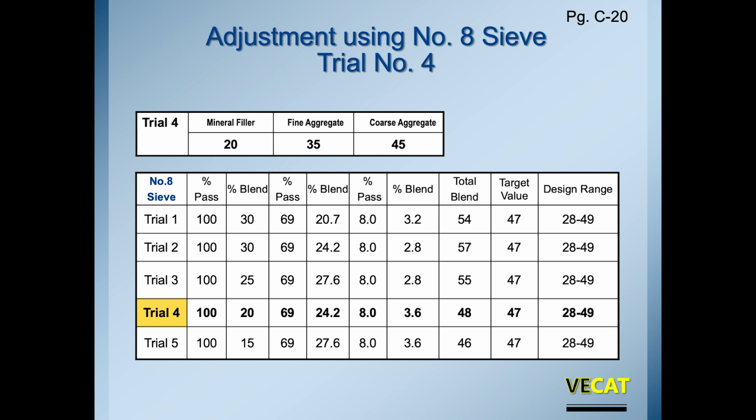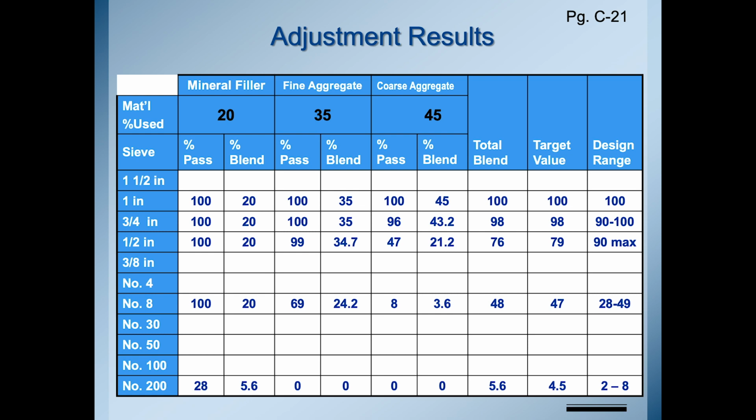But if you pick trial number 4, you'll see that with a mineral filler percentage of 20, a fine aggregate of 35, and a coarse aggregate of 45 for this trial, we were able to produce a total blend on the number 8 sieve that has a 48 compared to our target value of 47. If you go up and look at, say, trial number 2, you'll see that the total blend was 57 versus 47, and that one was way off. So at this stage of the game, let's look at trial number 4 and see if that one will actually produce a mix that meets our requirements. So we do the same thing as we did before.